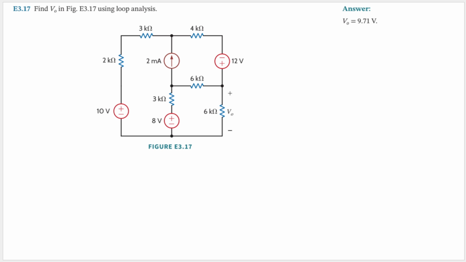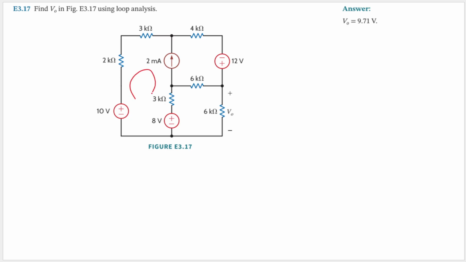Hello, my name is Ardi and we are going to solve problem E3.17 from Irwin's book. The question is: find V0 in figure E3.17 using loop analysis. So we are given this circuit here. Let's do exactly that and see what we can get from here.